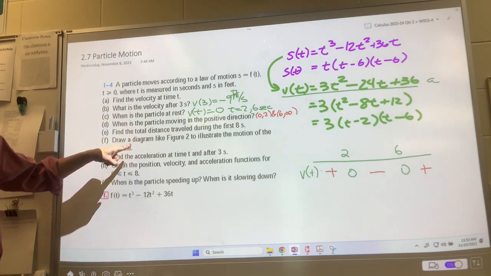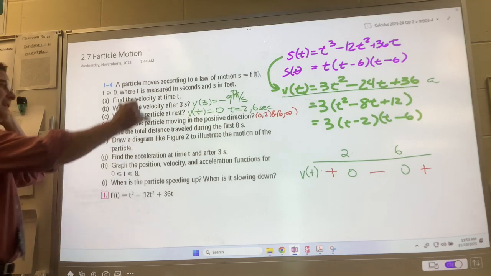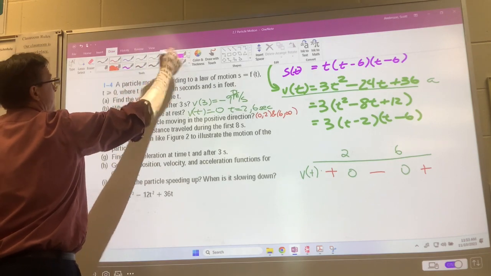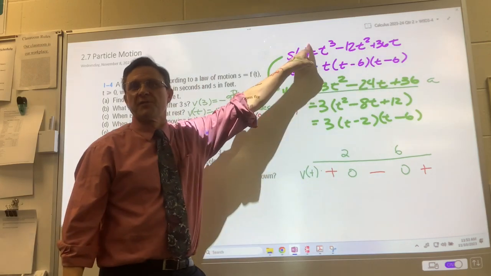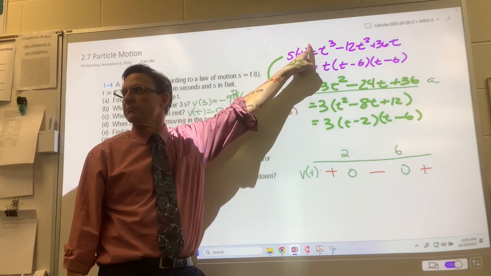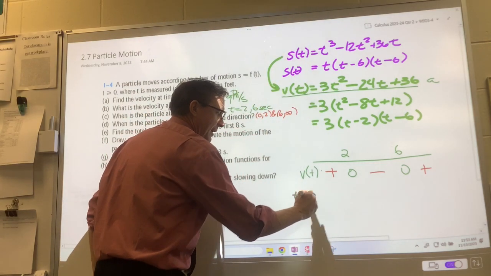All right, I'm going to draw a diagram. I'm going to do F first. This is why I like to read them all. I'm going to make the diagram first because that's going to help me find the distance. So my diagram, if I plug in 0 up here for position, it starts at 0. It starts at the origin, right? Does everybody see that? So I'm going to do my time 0, S0.